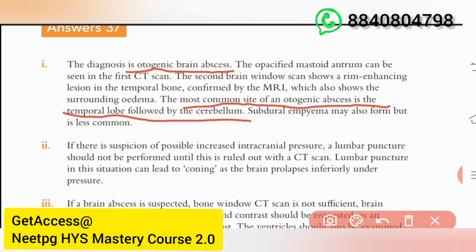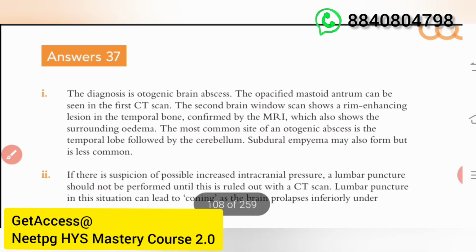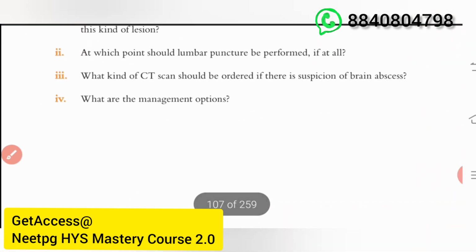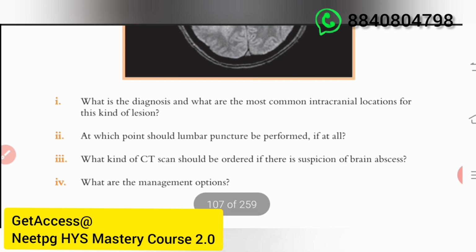In the scans, you can see the opacified mastoid antrum, and in the second brain window scan, you can see a rim enhancing lesion in the temporal lobe, which was confirmed by MRI. So if there is any suspicion of this type of lesion, we should do both a CT scan and an MRI. Coming to at what point should lumbar puncture be performed, if at all?